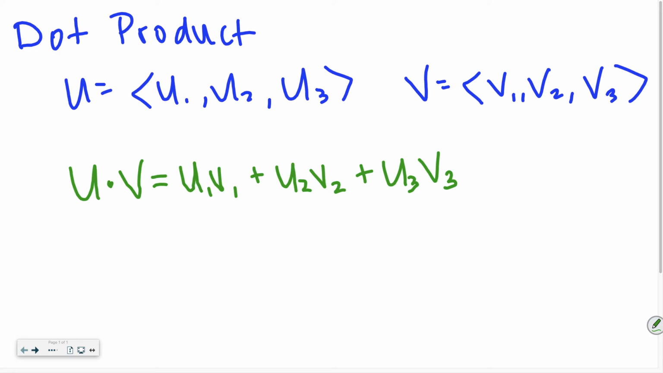Fun stuff, things that we can only do in 3 dimensions. Tomorrow, when we talk about the cross product, it's basically the right-hand rule with vectors.